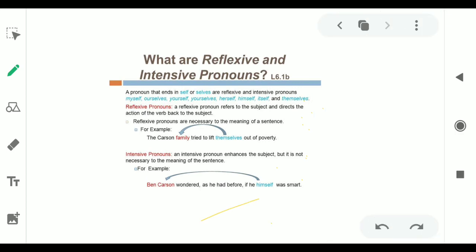And one thing more, how to identify reflexive and intensive pronouns. If you remove this one and the sense of the sentence is not the same, you can identify it as a reflexive pronoun. But when you remove this one and it is not necessary to the meaning of the sentence, then it is known as an emphatic pronoun.